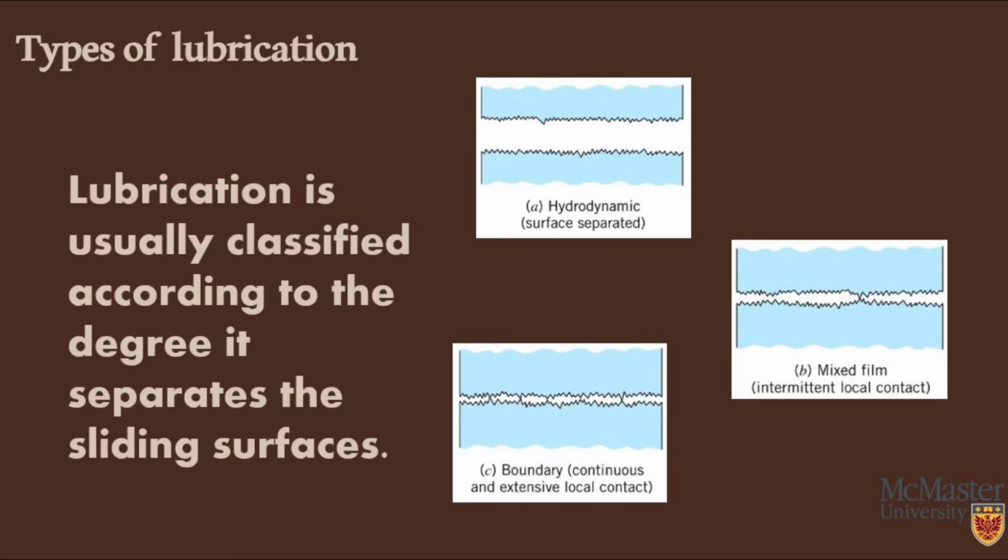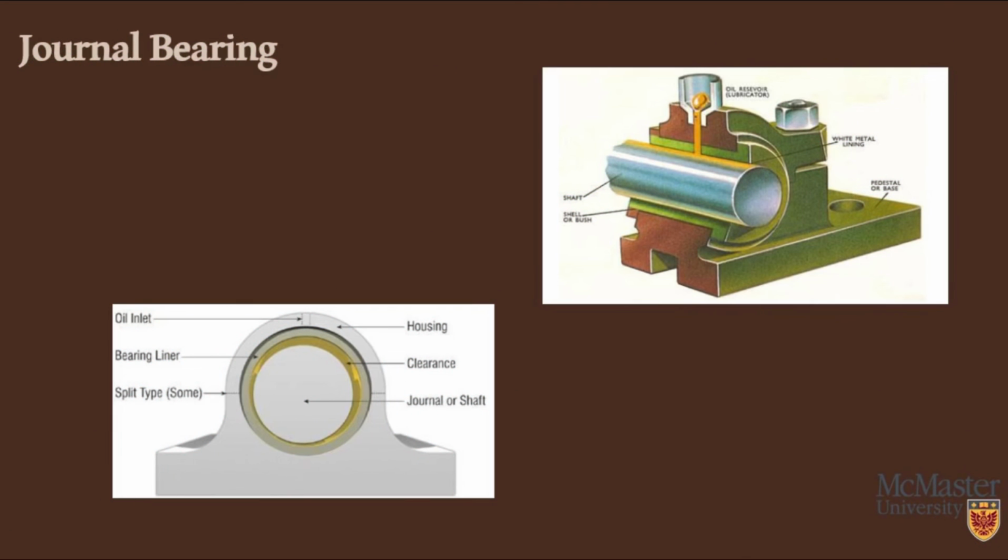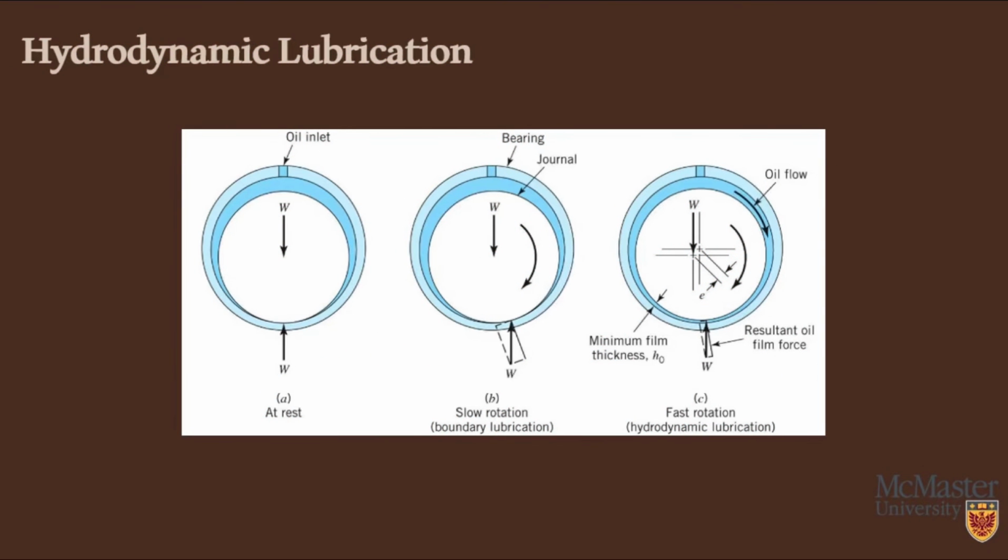This is boundary lubrication. In image C, if the shaft speed increases, pressure will be generated and the shaft will float. Under appropriate conditions, the minimum film thickness h0 is reached. This is hydrodynamic lubrication. And here we can see the image of the journal bearing that I mentioned before. In this image, it's about hydrodynamic lubrication.